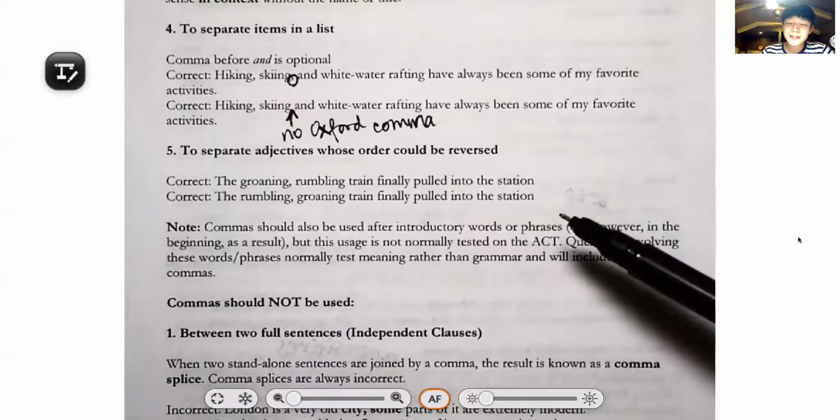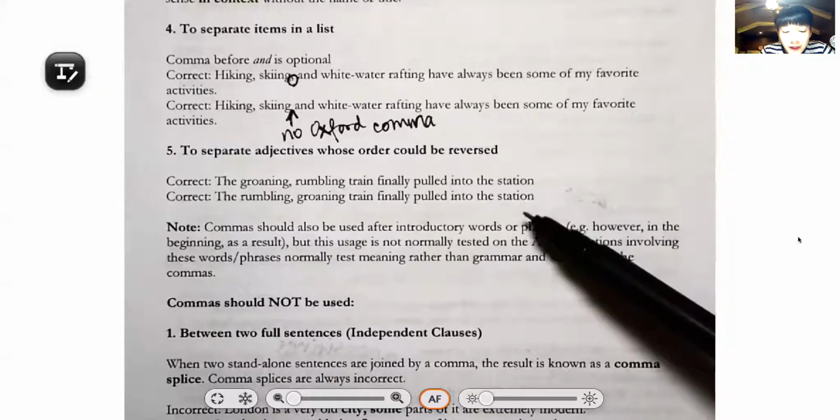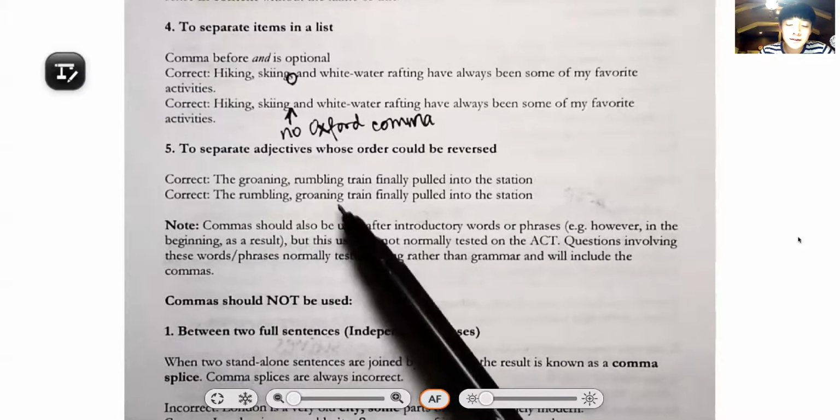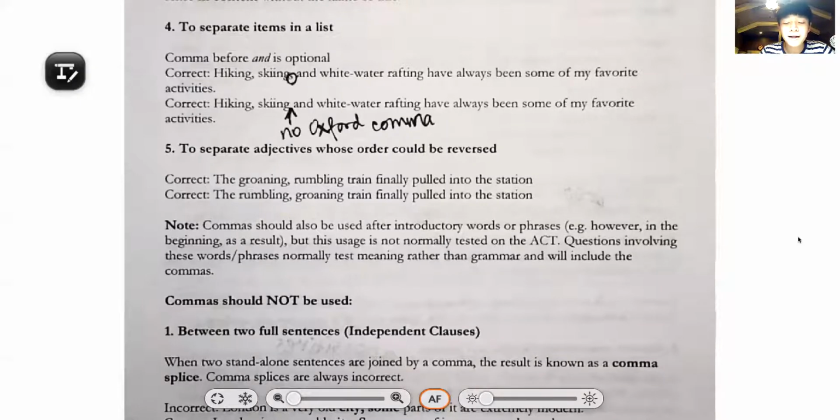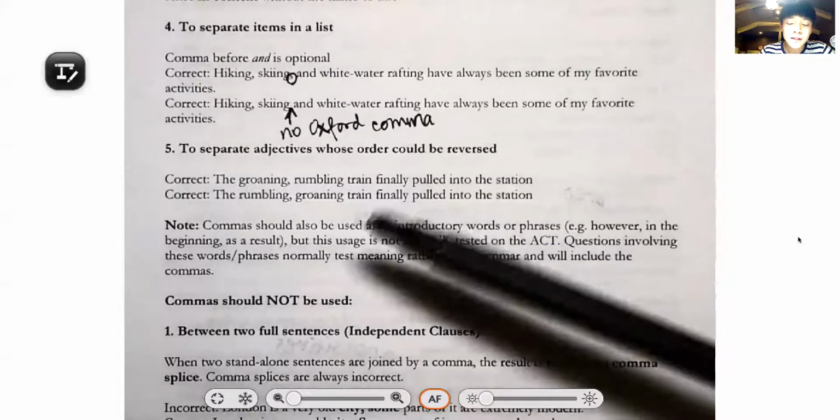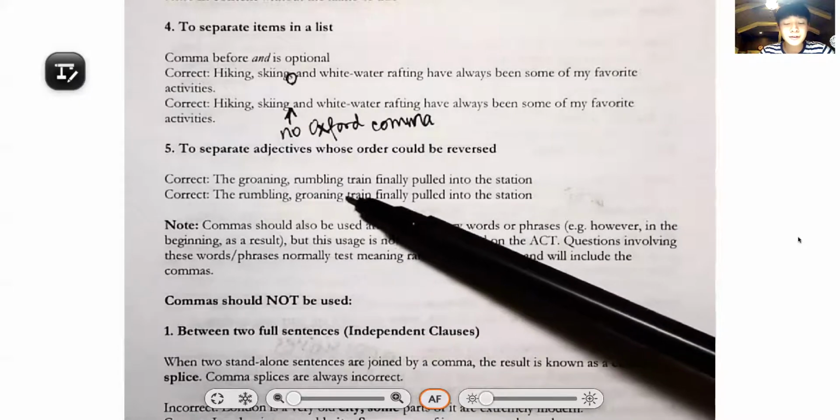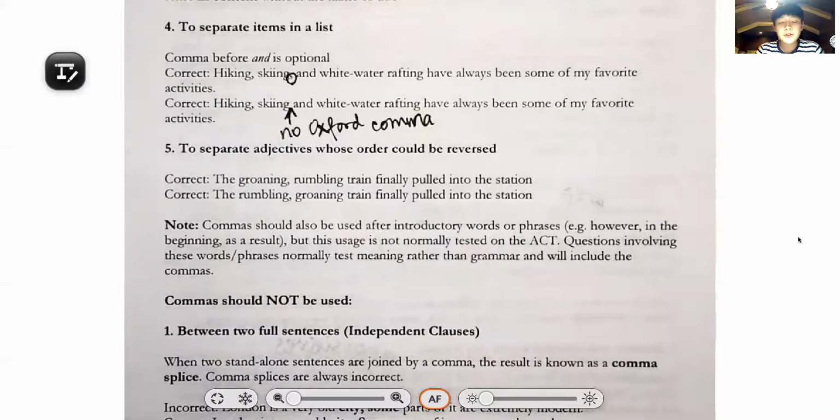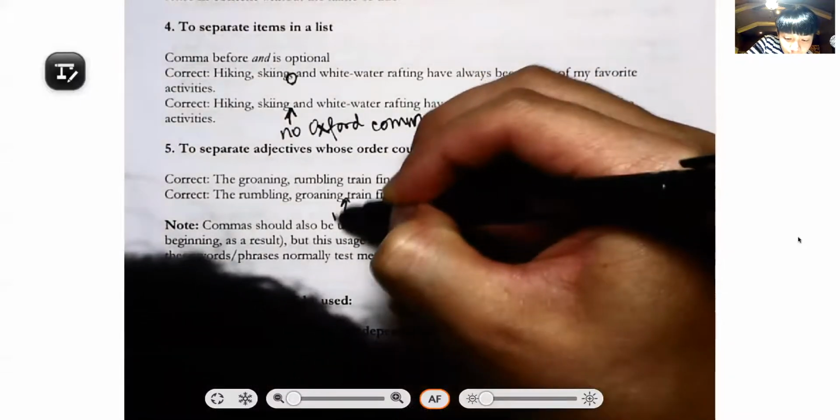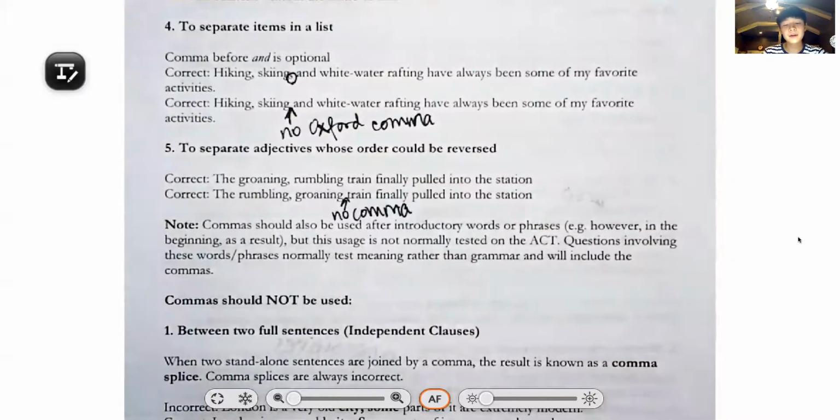Number 5, to separate adjectives whose order could be reversed, right? So, the groaning, rumbling train finally pulled into the station. So these two are both right, because they just reverse the two words. As long as they are adjectives, you separate adjectives from each other when they're describing the same noun right here. You separate them with a comma. You don't separate the adjectives and the noun. You see there's no comma right there, right? So no comma right here. You don't separate the adjective list from the noun with a comma. That doesn't work that way.